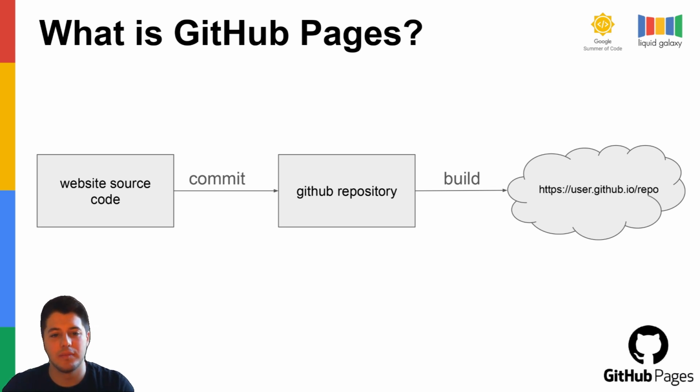How it works. You create your website using files like HTML, CSS or JavaScript. Then you upload everything into your GitHub repository. GitHub takes care of the rest, so it builds your site and hosts it in a public web address like https://your-user.github.io/the name of your repo.